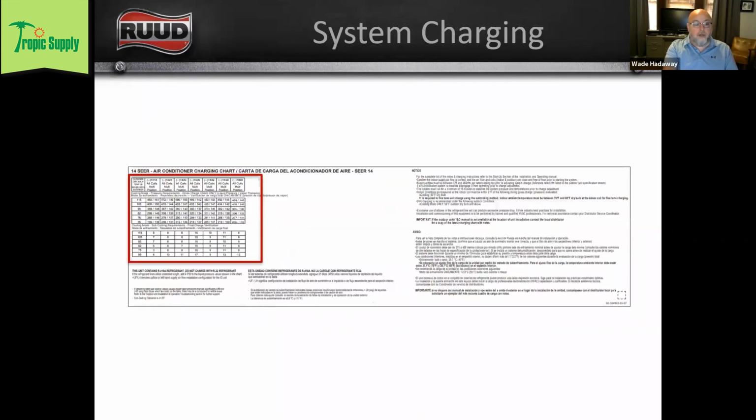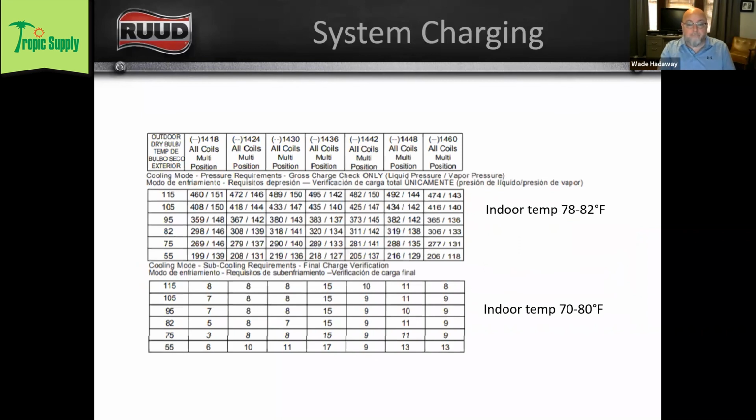Right? So here's the part of the chart that everybody looks at. We've got our matchups, right? Here's our outdoor unit model number at the top. This is for all coils, multi-position. So you may see some charging charts that specify, somebody mentioned the RBHP earlier. You might see a charging chart that specifies a particular coil or air handler, right?